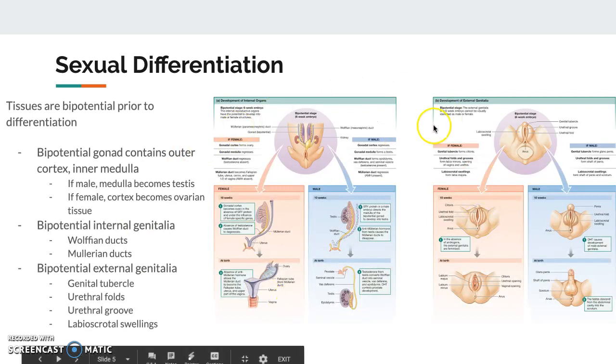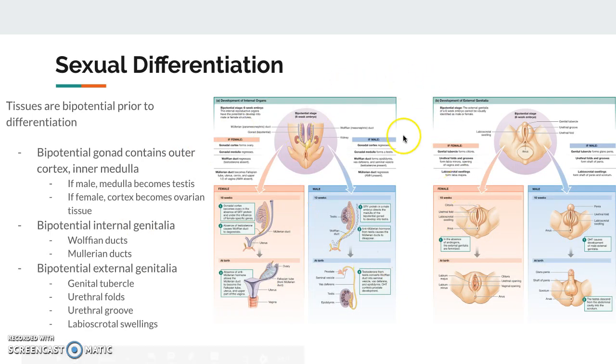This is a busy slide, but it talks about sexual differentiation. I know this is a lot of information, but it's an image in the book that's helpful to look at, so you can see the development of internal organs and external genitalia at certain timelines in the development for both male and female. I'm not going to go over this in detail, but it's a helpful tool to look at in the book if you want to study.